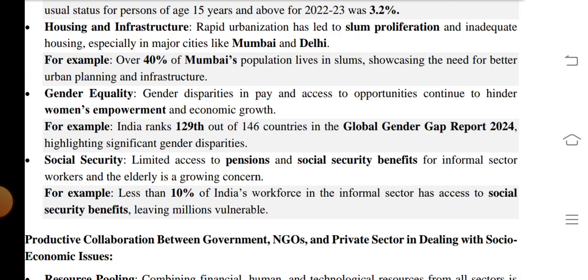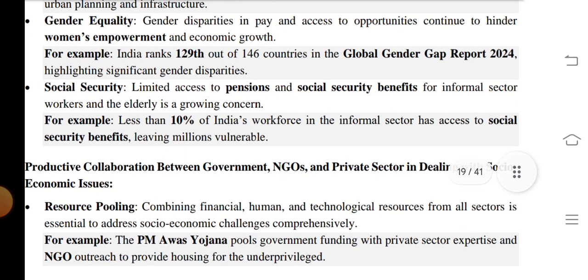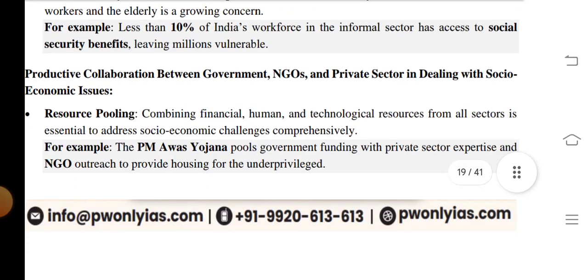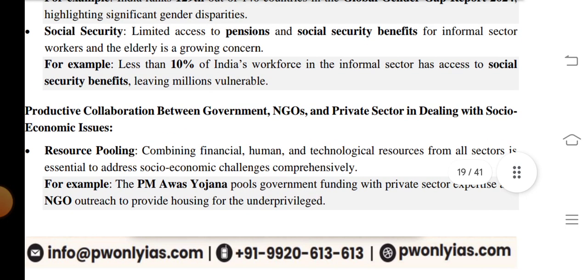This highlights the need for better urban planning and infrastructure. Gender equality: gender disparities in pay and access to opportunities continue to hinder women's empowerment and economic growth. For example, India ranks 129th out of 146 countries in the Global Gender Gap Report 2024, highlighting significant gender disparities. Social security: limited access to pensions and social security benefits for informal sector workers is a growing concern. For example, less than 10% of India's workforce in the formal sector has access to social security benefits, leaving millions vulnerable.